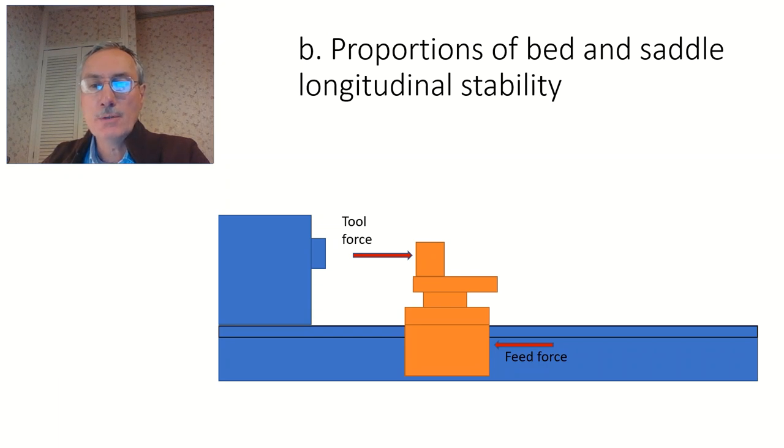So those two forces create a moment which tend to rock the saddle in a clockwise direction if cutting from right to left. And they're resisted by forces on the corners of the saddle provided by the underside of the bed and the top side of the bed, as shown here. So again, you can see the length of the saddle along the bed has a function in providing stability.